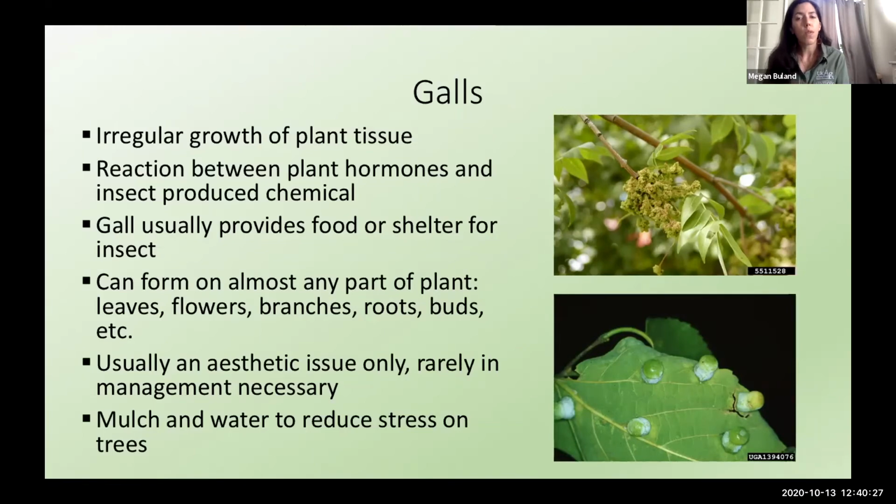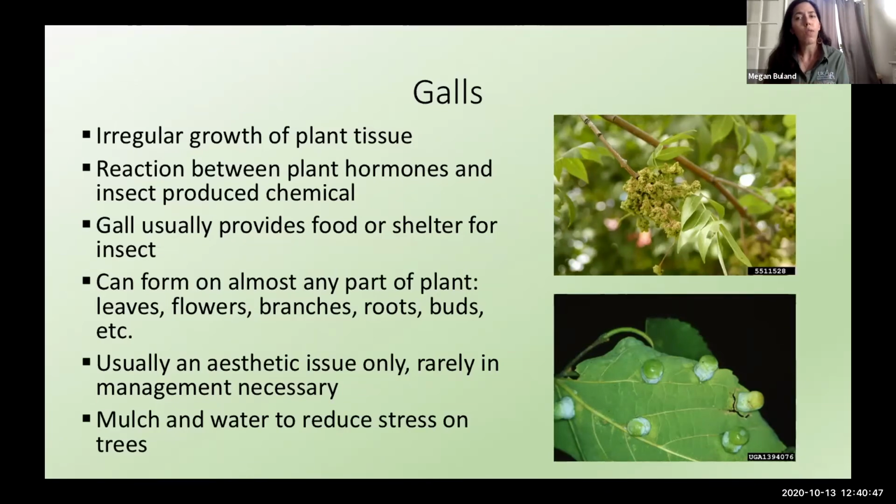Especially with leaf galls, it's important to remember that when those leaves drop from the tree, the galls will be gone and they won't reappear next year. So just because you happen to have galls on your hackberry leaves one year doesn't necessarily mean that they will be there for certain the following year once those leaves drop.